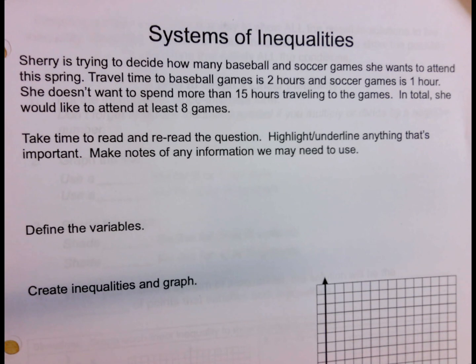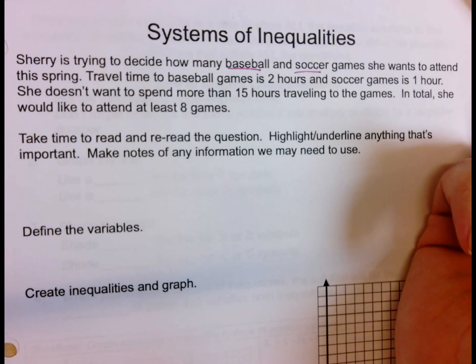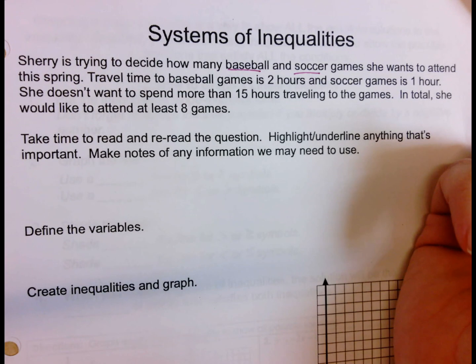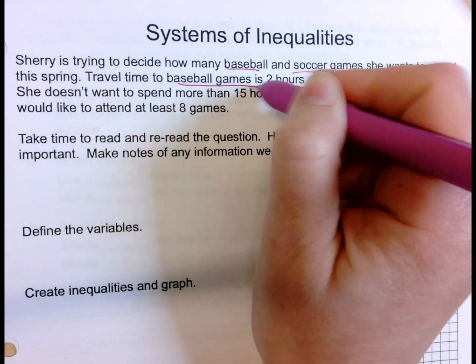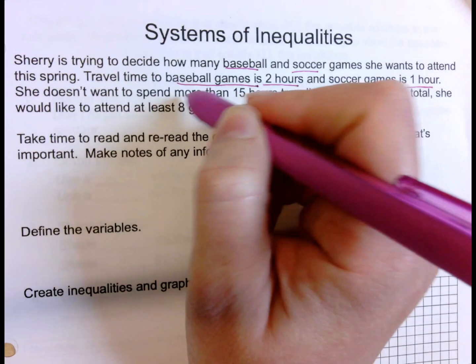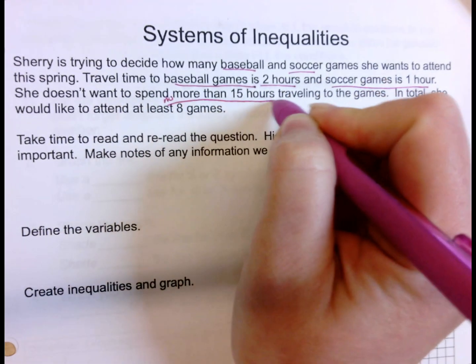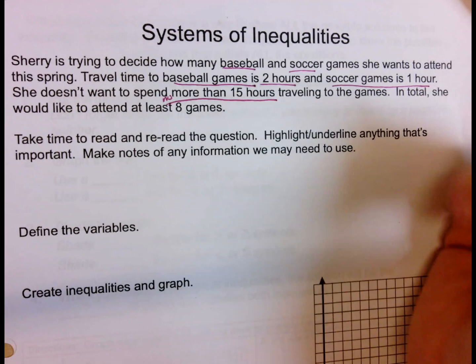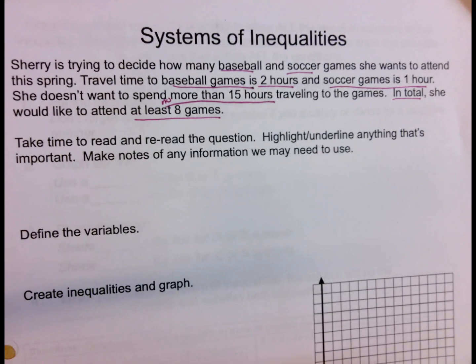And so what we're going to be doing is looking for the important information here. So we're talking about baseball and soccer games. Those are our two items that we're going to be talking about. Travel time is 2 hours to baseball games, and soccer games is 1 hour. And she doesn't want to spend no more than 15 hours. And in total, she wants to attend at least 8 games. So we're going to take this information and work with that.